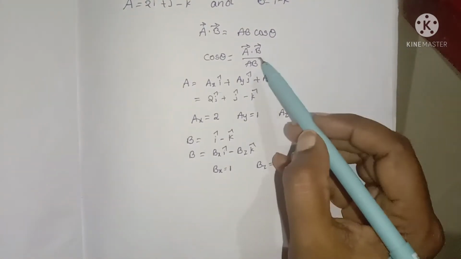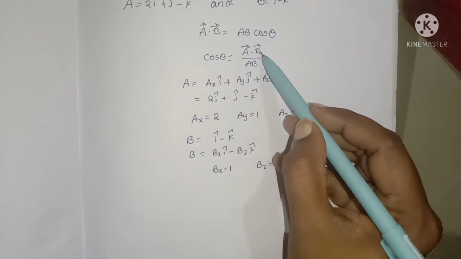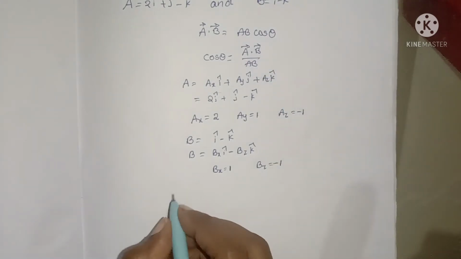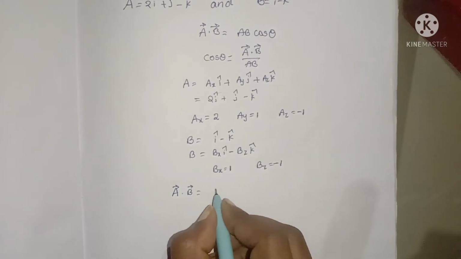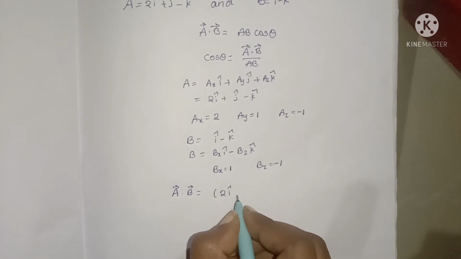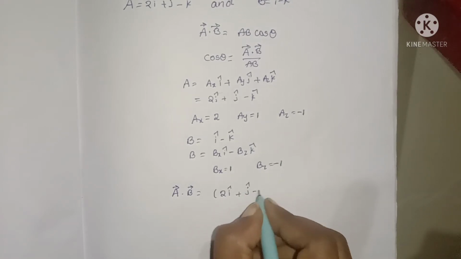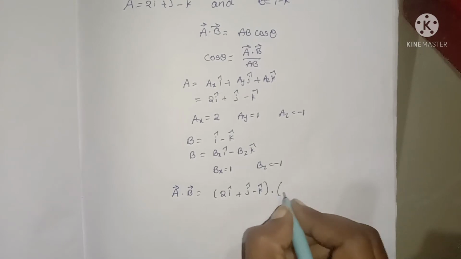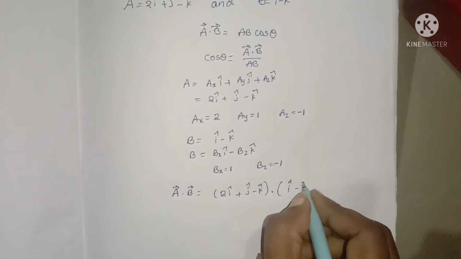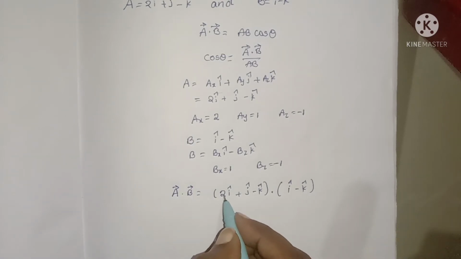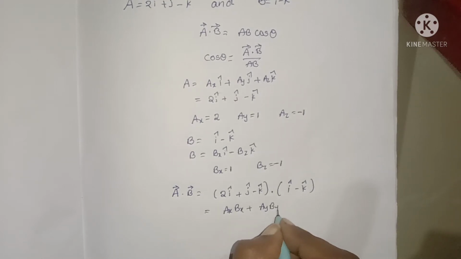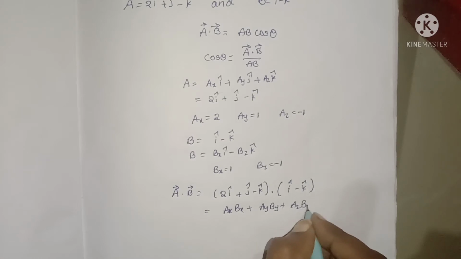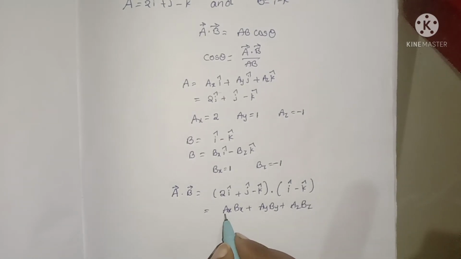Okay, so first we have to find A bar dot B bar. What is the formula? A bar dot B bar, we can write (2i cap plus j cap minus k cap) dot (i cap minus k cap). Here we know the direct formula, that is ax bx plus ay by plus az bz.